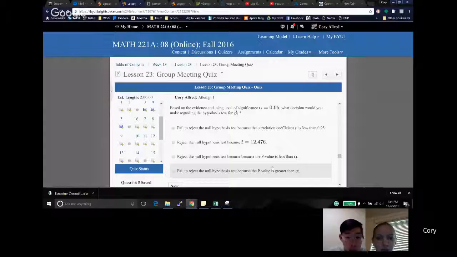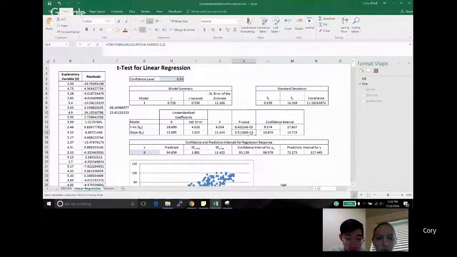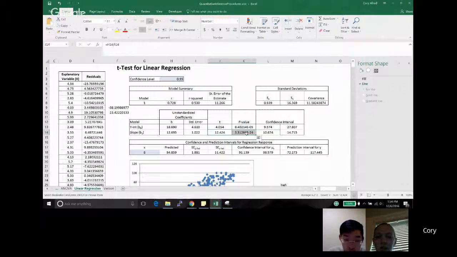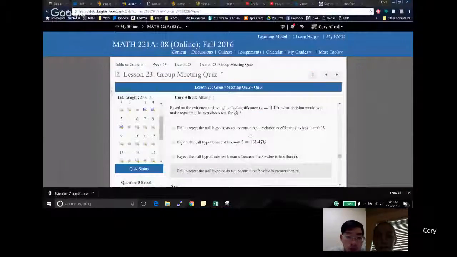Okay, so it's the last one. Fail to reject the null hypothesis because the p-value is greater than the significance. Well, the p-value is smaller though. So it's reject, you're right. 3.312 times 10 to the negative 24, so there'd be like 24 zeros, or 3 zeros in front of 3. I just thought we were supposed to fail to reject for some reason. We're supposed to reject it.